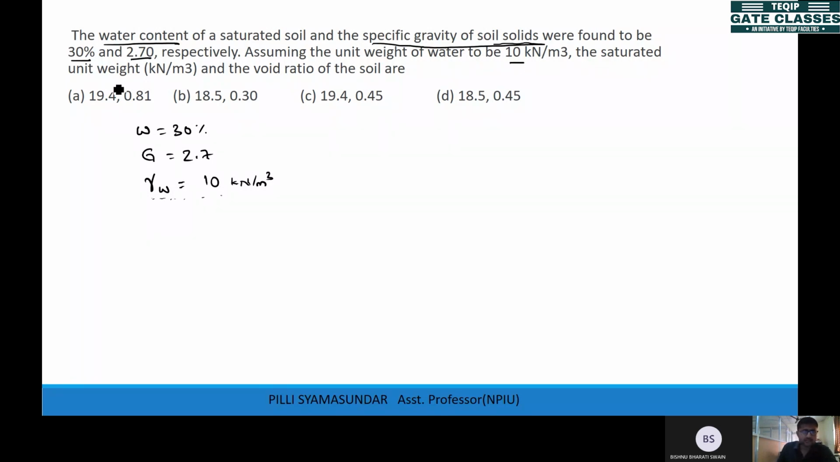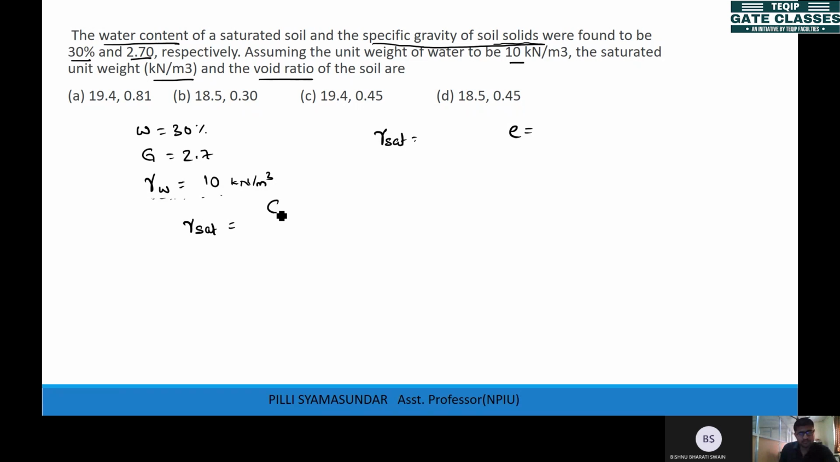The saturated unit weight in kilonewton per meter cube. So he's asking for gamma sat and the void ratio of the soil. So void ratio, E, is also a question mark. He's asking these two parameters. Okay, so how do you work it out? You have W, you have G, you have gamma W. So how do we find out gamma sat? This is the question, right?